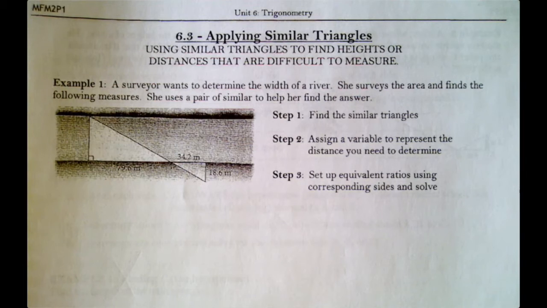Okay, this is lesson 6.3, and in this lesson we're going to do more of the math that we did in our previous lesson. We used similar triangles to solve examples, but in this one it's going to be applications. So we're going to see how similar triangles are used in the real world to solve for unknowns. And we're going to do 4 examples in this lesson.